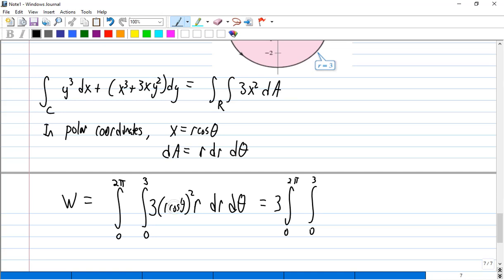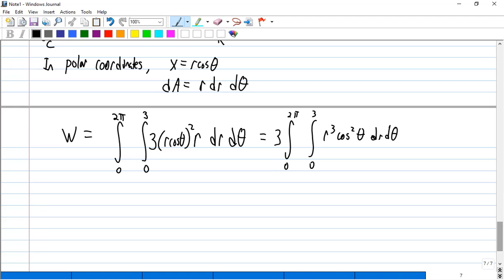Now, when I square this inside, I have an r squared and a cosine squared. So that's r squared times r, which is r cubed cosine squared. So first, we integrate with respect to r. I have 3 times the integral from 0 to 2 pi. When I integrate with respect to r, that's r to the 4th over 4, times cosine squared theta. And we have to evaluate that from 0 to 3.